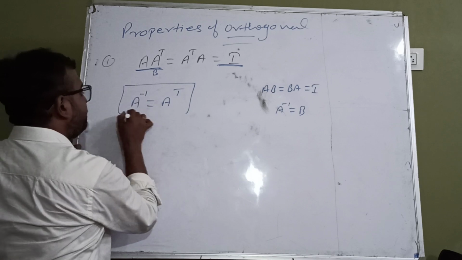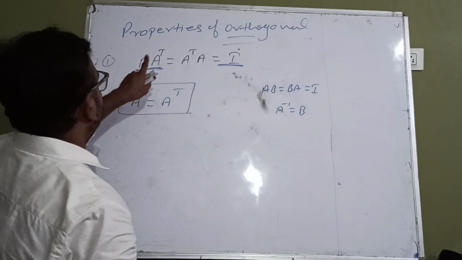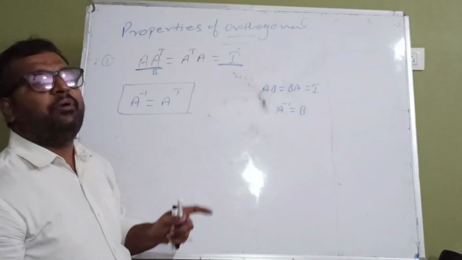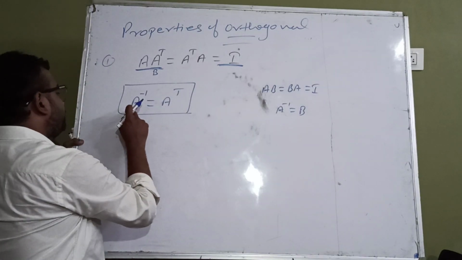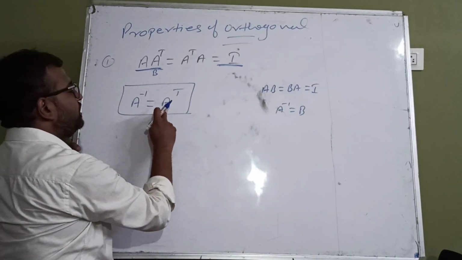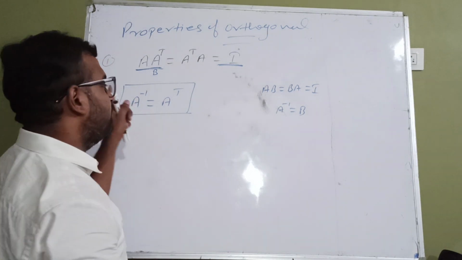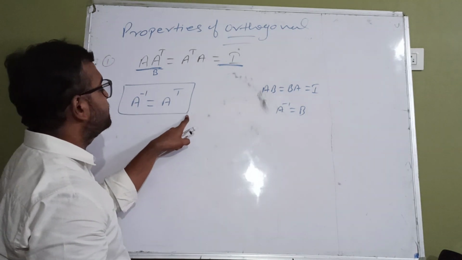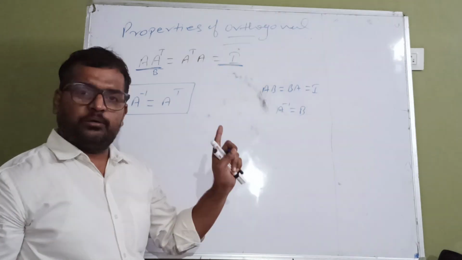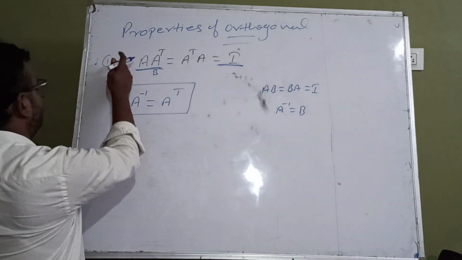So this is the very important result we are getting. If A is an orthogonal matrix, then the inverse of that matrix will be equal to its transpose. Getting the point? This is the first point.